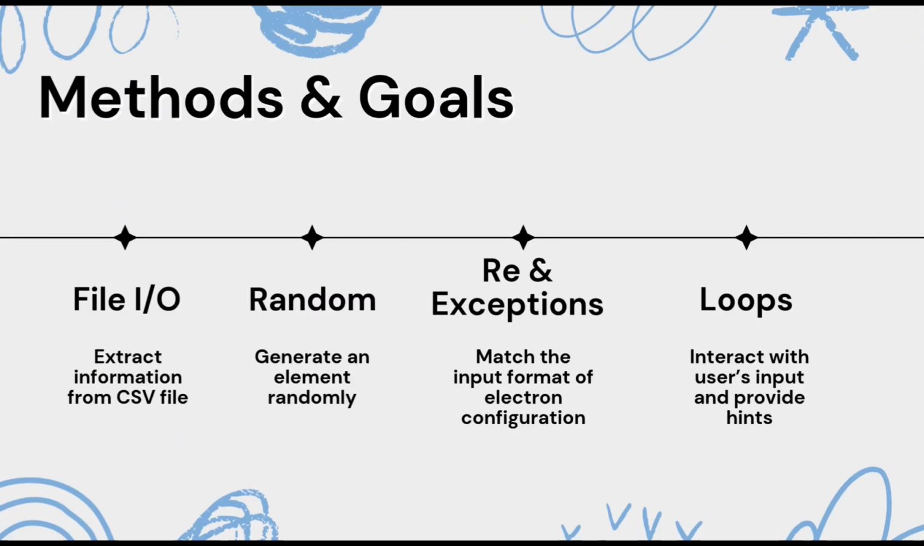Now let's move on to the methods and goals for this project. First, we use file I/O to extract information from a CSV file. Then we make use of the random library to generate an element randomly. Then we use regular expressions and exceptions to match the input format of the electron configuration. Then we use loops to interact with the user's input and provide hints accordingly.